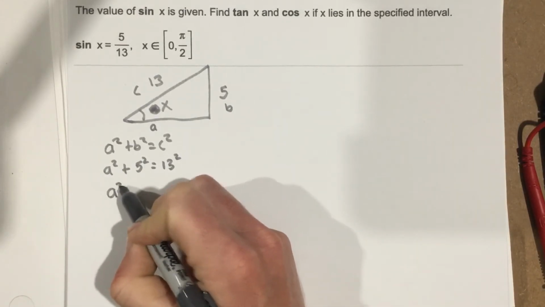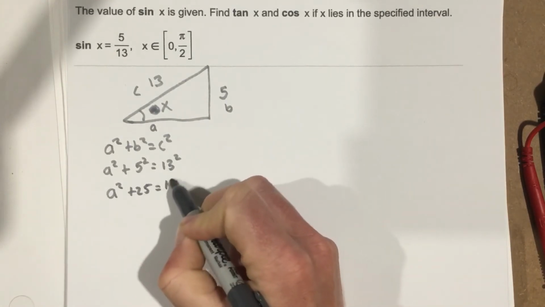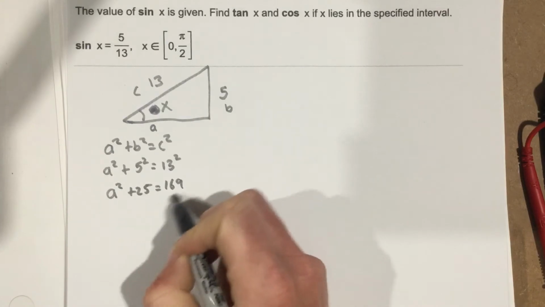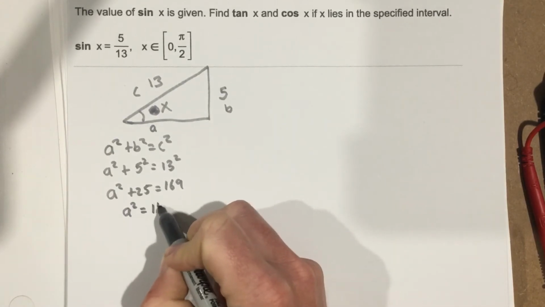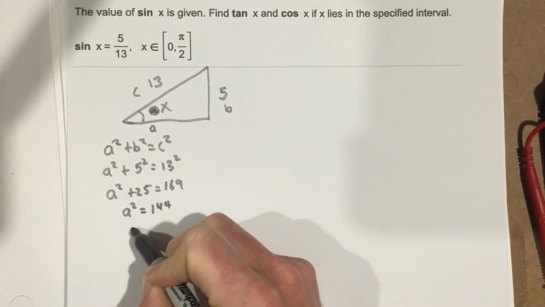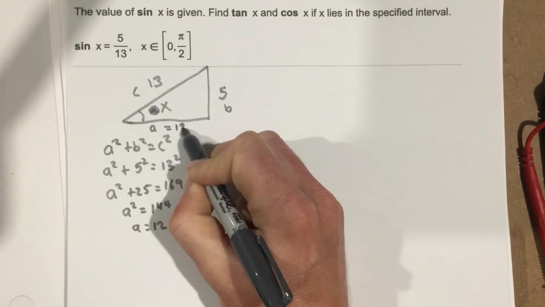So a squared plus 25 equals 169. Subtract the 25, we get a squared equals 144, and we take the square root of that, and that's going to be a equals 12. So this is 12 right here.